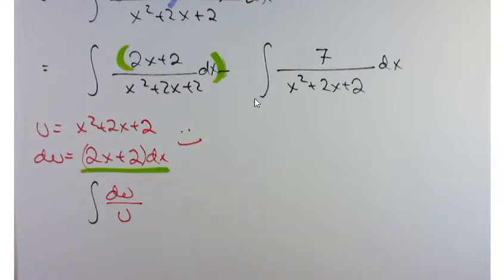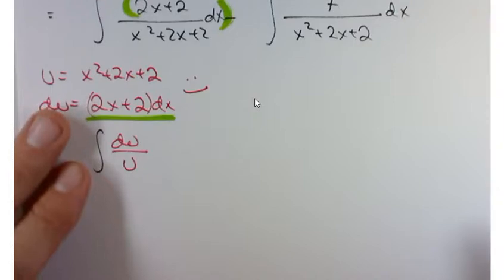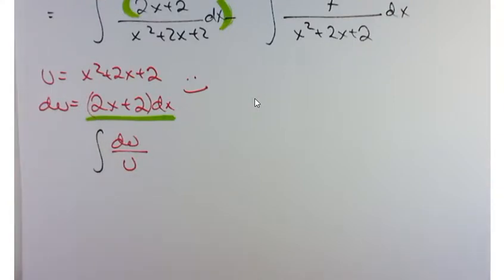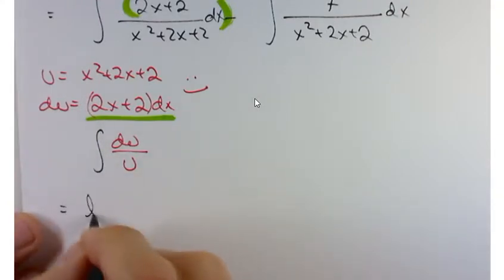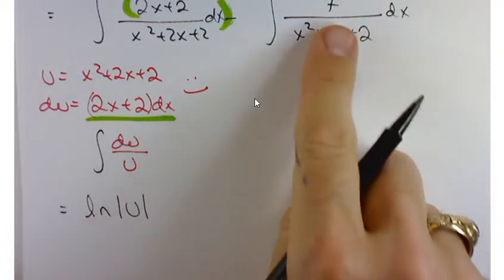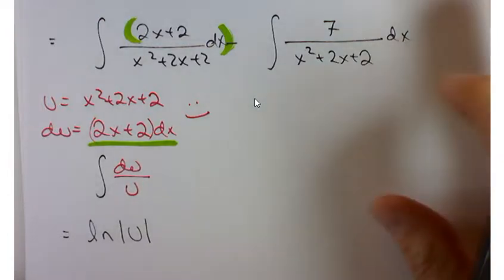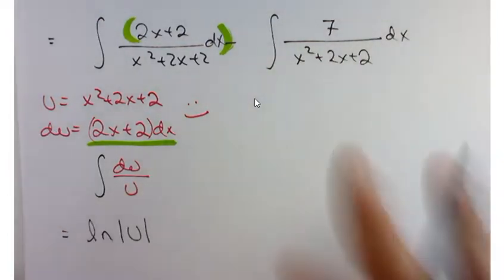So let's see how good you are on your Calc 1 stuff. What's this integral? What's this integrate to? Well done. That one's a natural log of the absolute value of u. Now we're not going to worry about the constant yet. We'll put that in at the very end when we finish dealing with this one.